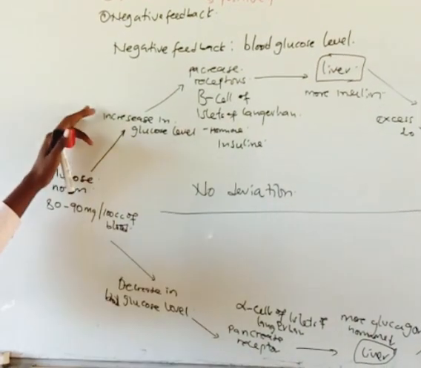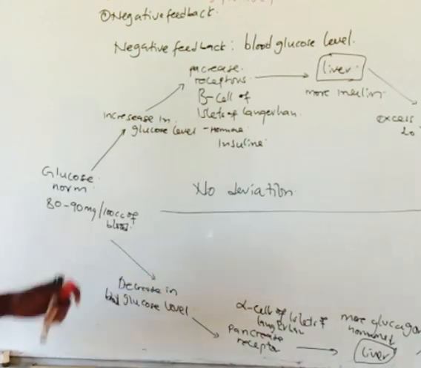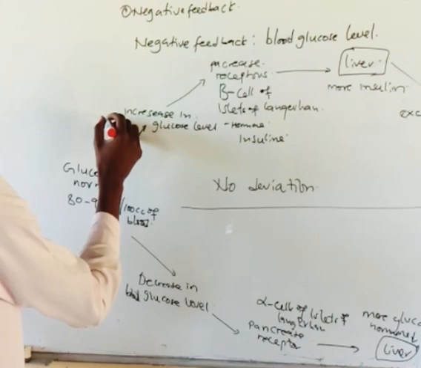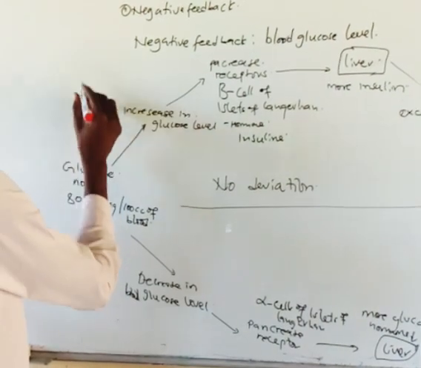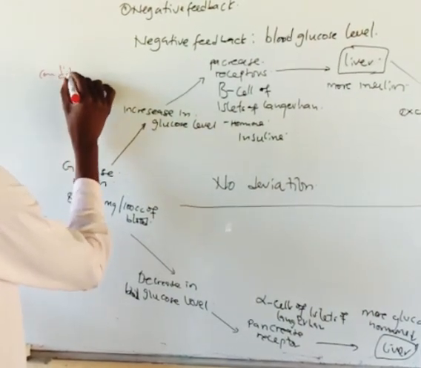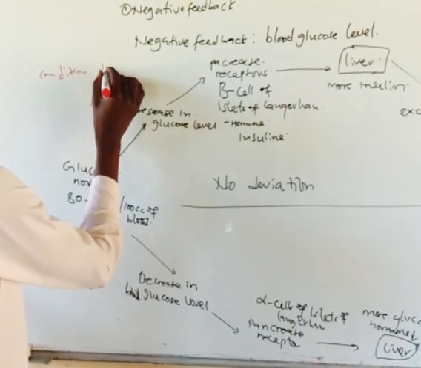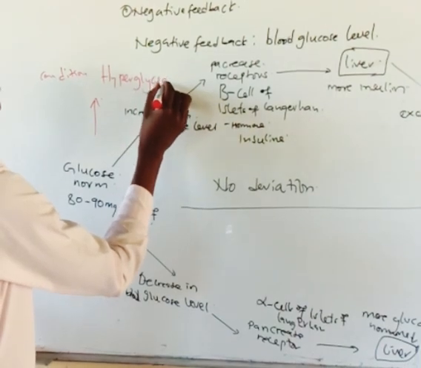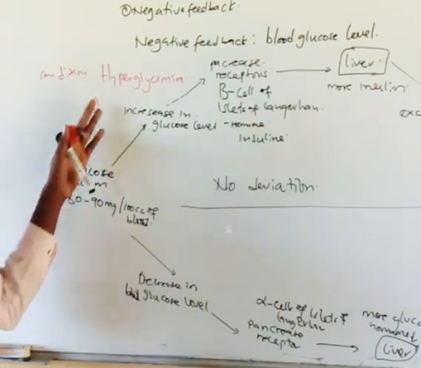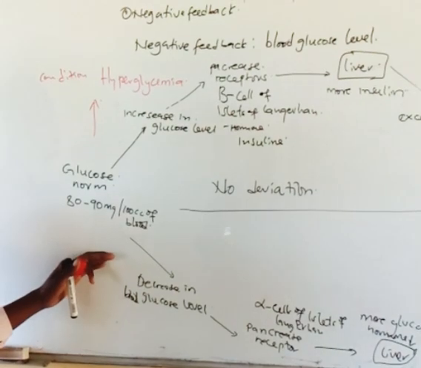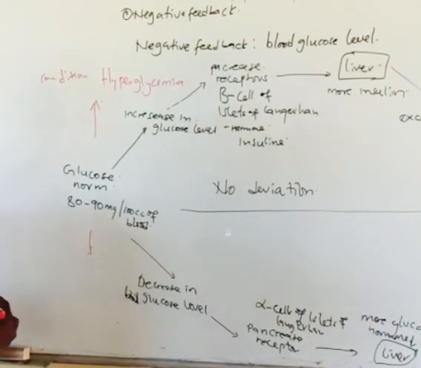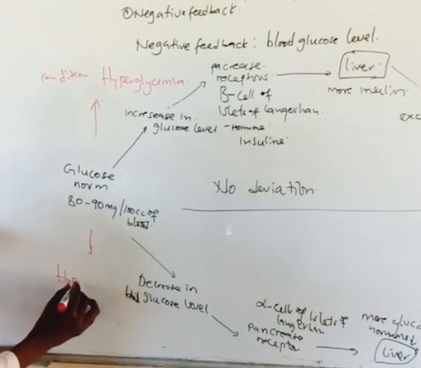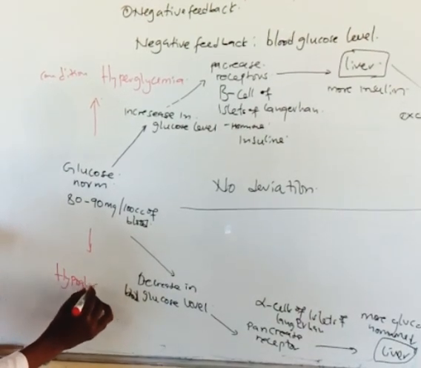There is a scenario where the blood glucose is very high. When the blood glucose level is very high, this condition is called hyperglycemia. When blood glucose is very low in the blood, the person is in a condition called hypoglycemia.